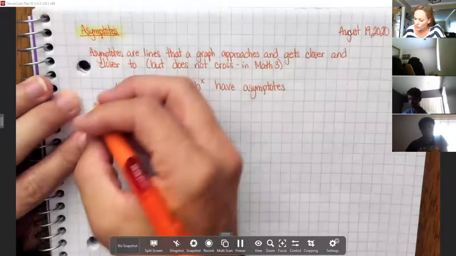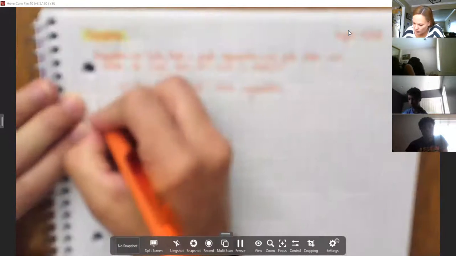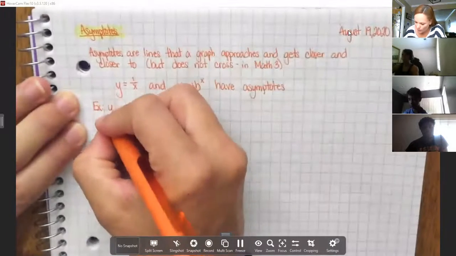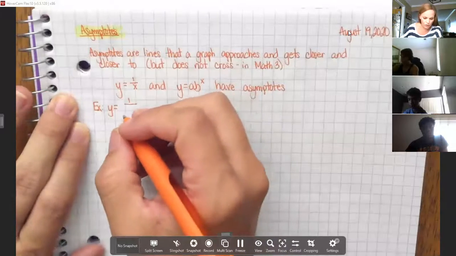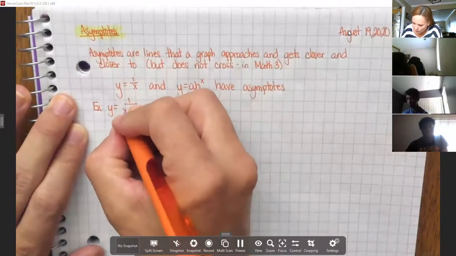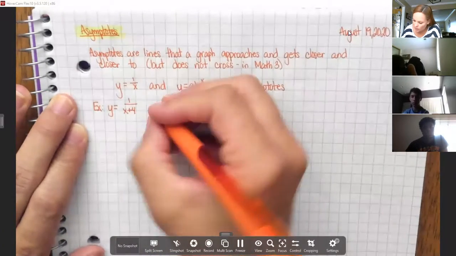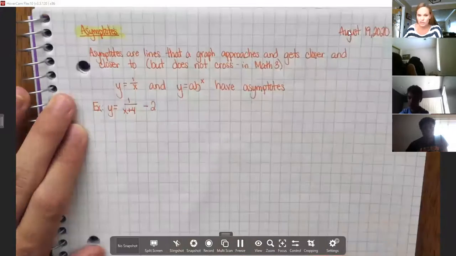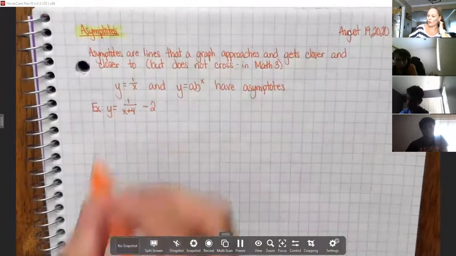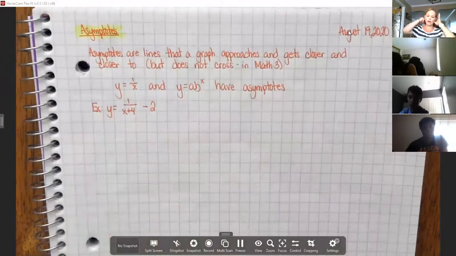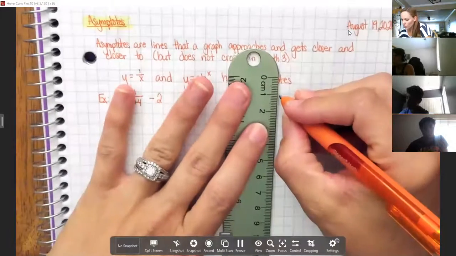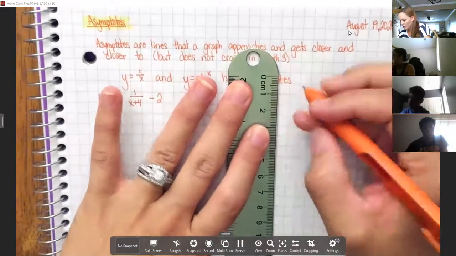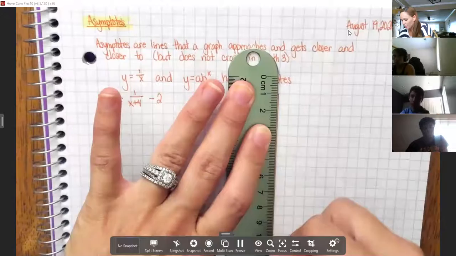All right, so we'll go ahead and do an example. So y equals 1 over x plus 4 and then minus 2. That's x plus 4 in the denominator if it's hard to read. So we're just going to graph this so you can see what it looks like and we can identify the asymptotes.